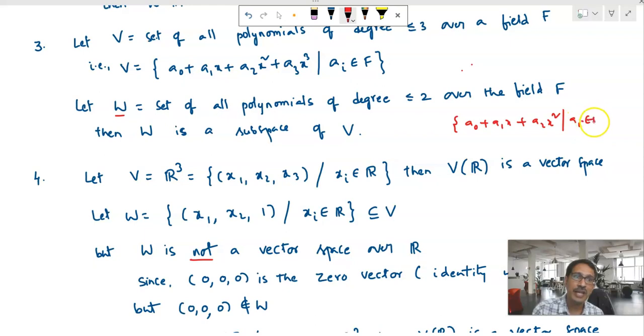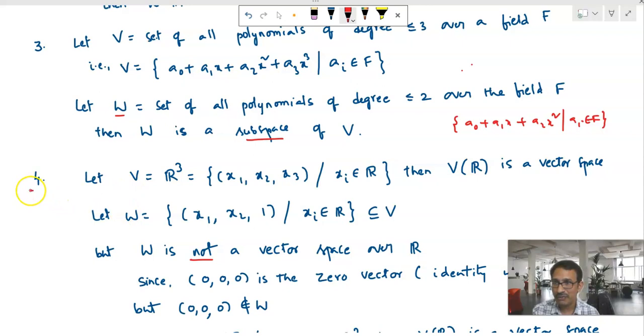A belongs to F. What is F? F can be any field. It can be real numbers, it can be complex numbers, anything. Then with respect to the same plus, that is polynomial addition and scalar multiplication, W is also a vector space and hence a subspace of V. So far I have given you 3 examples of subspaces. Now we will also see the subsets which are not subspaces.